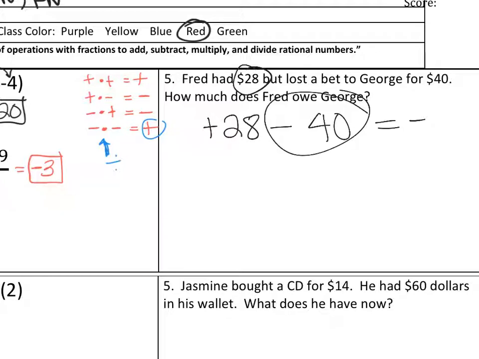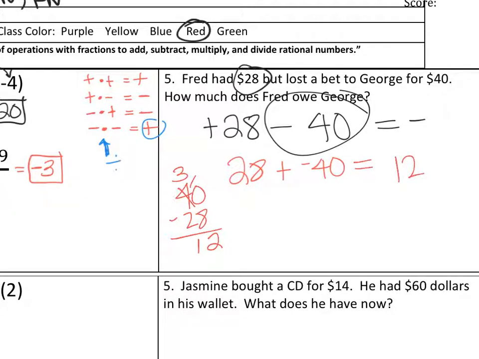Or you can solve it the way I taught you. When you see subtraction, change it to addition of the opposite. These have different signs, and when there are different signs, you subtract them. 40 minus 28. You can do that in your head, but I'm going to do it this way. I can't take away 8 from 0. I have to borrow. 10 minus 8 is 2. 3 minus 2 is 1. So my answer is going to be 12. That is incorrect. I'm missing something. Some of you will know what it is. Keep the sign of the bigger number. The bigger number is negative. So my answer is not 12, my answer is negative 12.